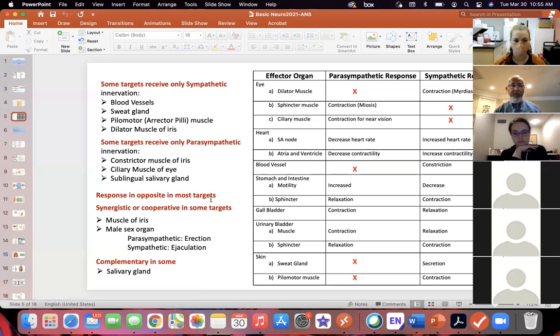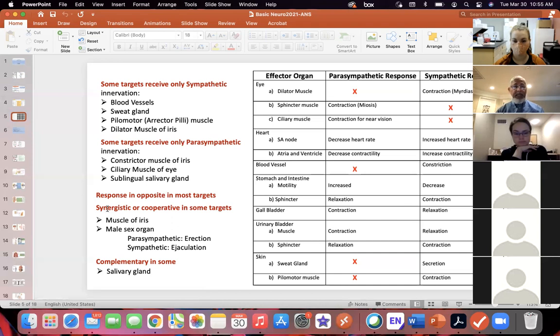Okay, as I mentioned before, the responses in most of the organs are opposite to each other. Most of the organs are innervated by both of them. For example, on the heart SA node, parasympathetic stimulation will decrease the heart rate, and sympathetic stimulation will increase the heart rate. Like bronchial smooth muscle, right? Sympathetic stimulation will cause dilatation. The parasympathetic will cause constriction. So everywhere you go, you will see they do the opposite response.